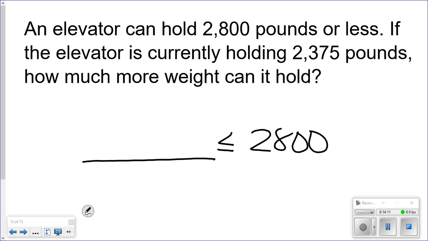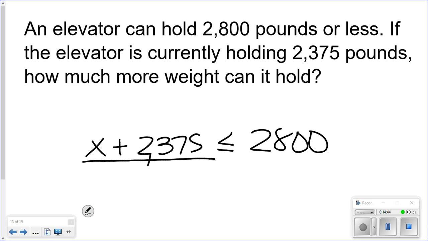Write an inequality to figure out how many more pounds can go on this elevator before it goes over 2,800 pounds. That's what it wants to know. So it's just 2,800 minus 2,375. Okay, that's a start, but let me keep going. On this side, it has to look like x plus 2,375 pounds. I want to know all the different things x can be.